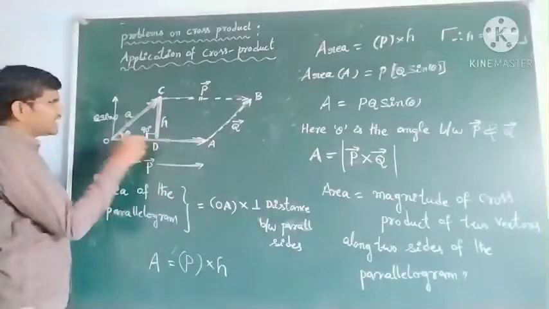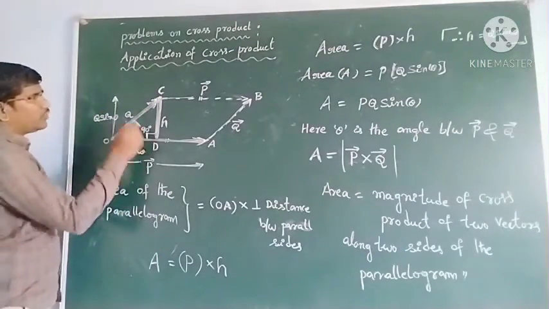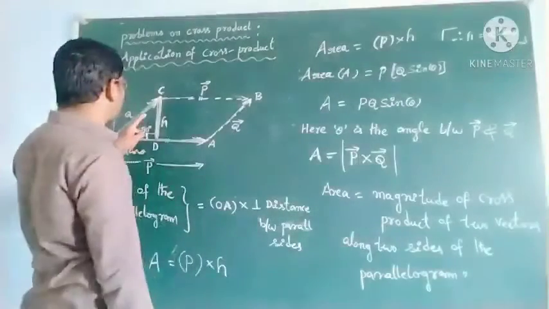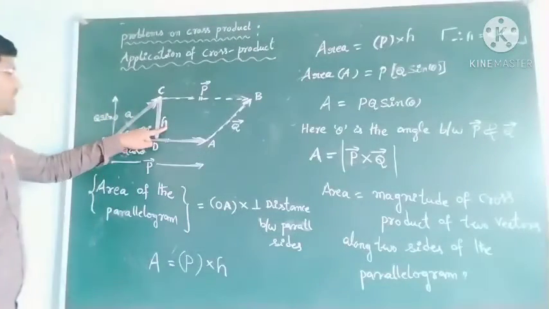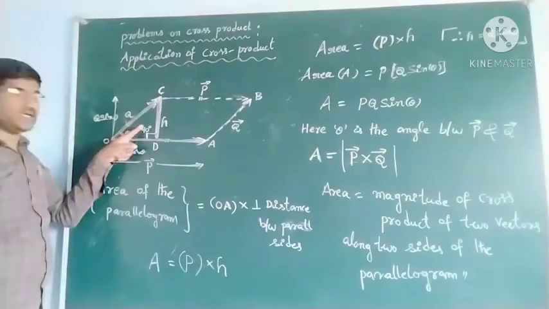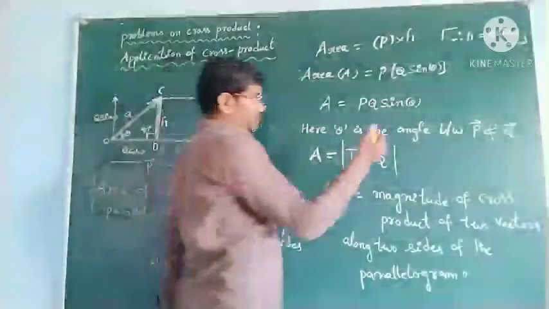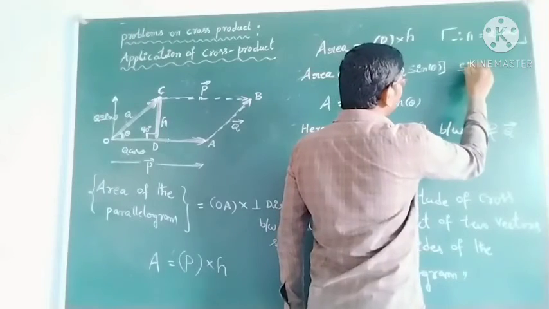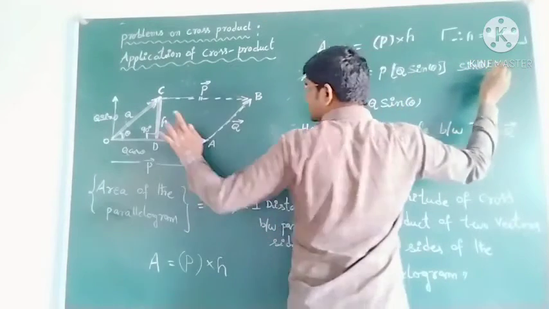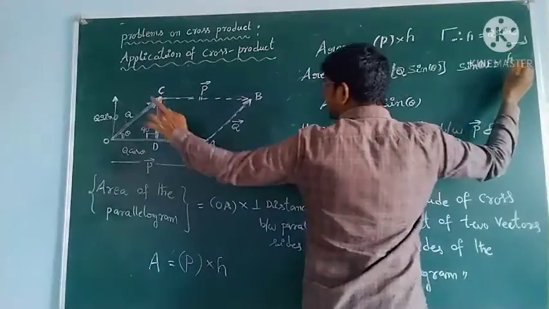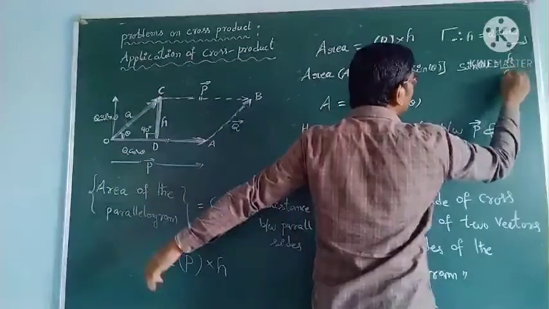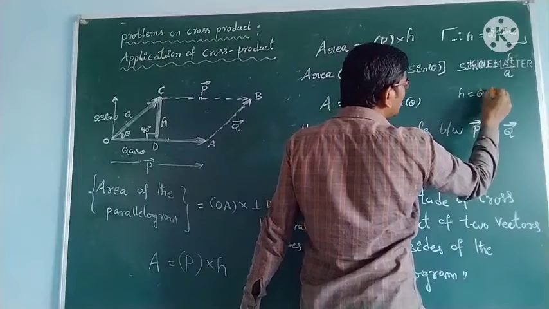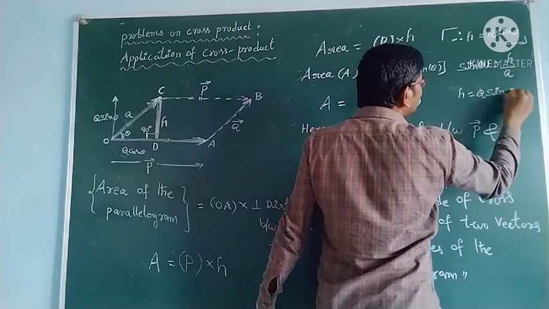Otherwise, if you want to get this h value, this is a right angle triangle. Triangle ODC is a right angle triangle we have here. Then write sin theta, because I want h. h is the opposite side in this triangle. So sin theta is equal to the opposite side h by the hypotenuse, that is equal to q. So that implies h is equal to q sin theta.